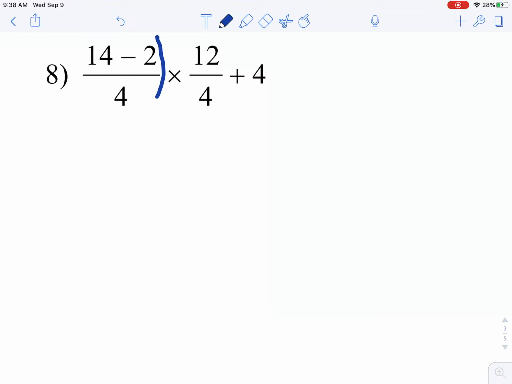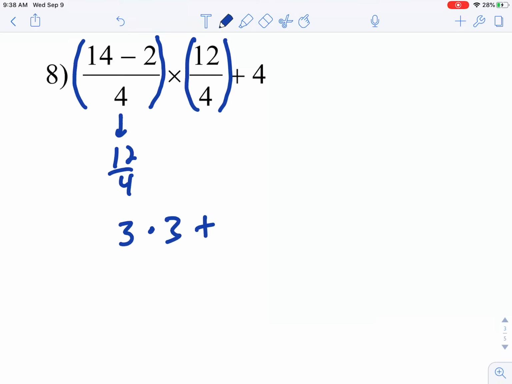So again, these fraction bars are as though there would be parentheses there. So 14 minus 2 is 12. So I'm working down this way, and 12 over 4, 12 fourths is 3. And times, I'm going to go ahead and change that x to a dot. 12 fourths, 12 divided by 4 is 3. 3 plus 3 is, I'm sorry, not plus, that's times, clearly. 3 times 3 is 9. 9 plus 4 is 13.